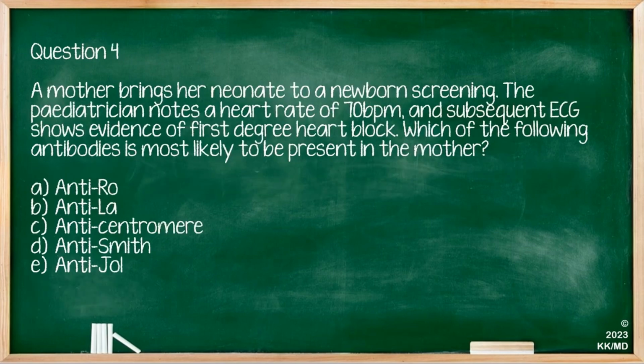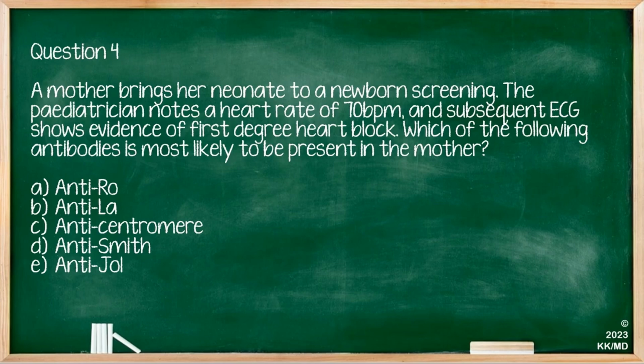Question 4. Mother brings her neonate to a newborn screening. The pediatrician notices a heart rate of 70 beats per minute, and a subsequent ECG shows evidence of first-degree heart block. Which of the following antibodies is most likely to be present in the mother? A. Anti-Ro, B. Anti-La, C. Anticentromere, D. Anti-Smith, E. Anti-Jo1.